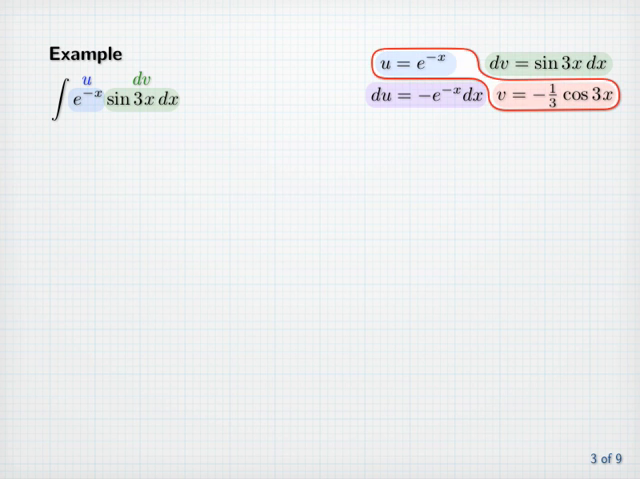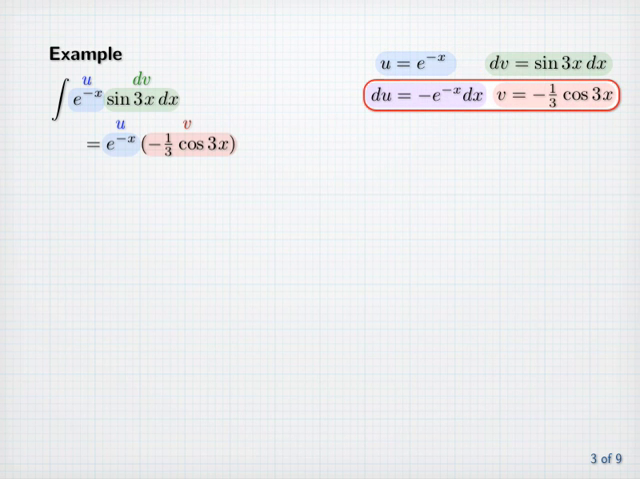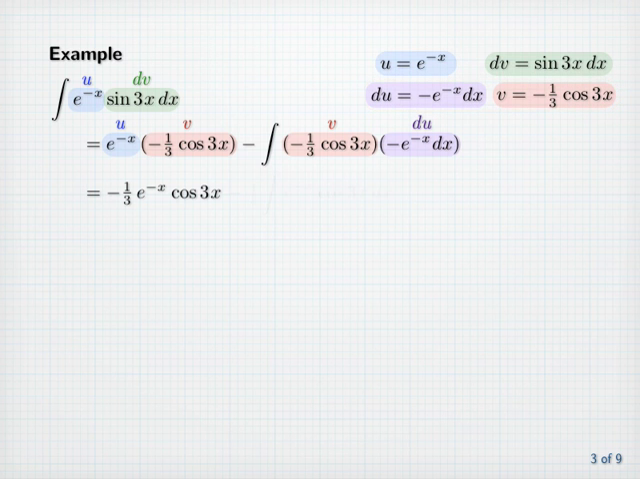So our integral becomes u times v, e to the minus x, times minus 1/3 cosine 3x, minus the integral of v du, which is minus the integral of minus 1/3 cosine of 3x, times minus e to the minus x dx. Now let's simplify that second term, writing it as minus 1/3 times the integral of e to the minus x cosine 3x dx.